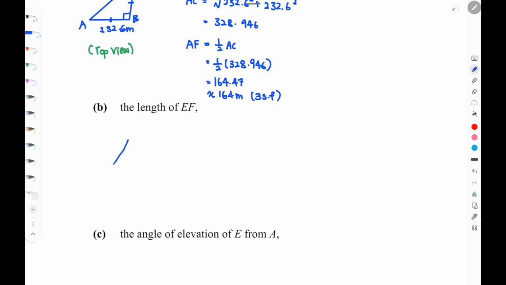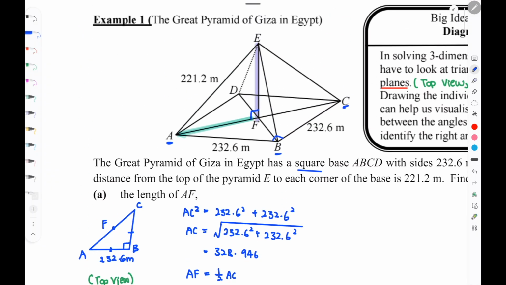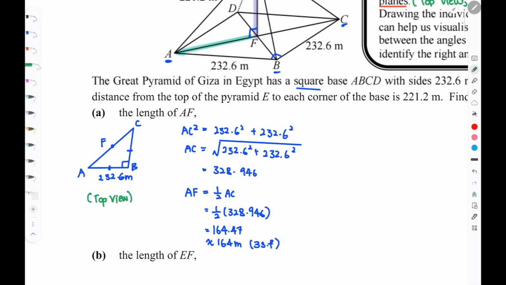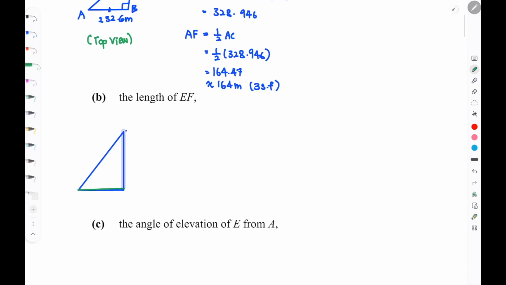Let me draw the triangle in 2D. So this is my side view. This one will be EF. Over here is my AF. I use the same color to label so it's easier for you to see. So this is F, this is E, this is A.